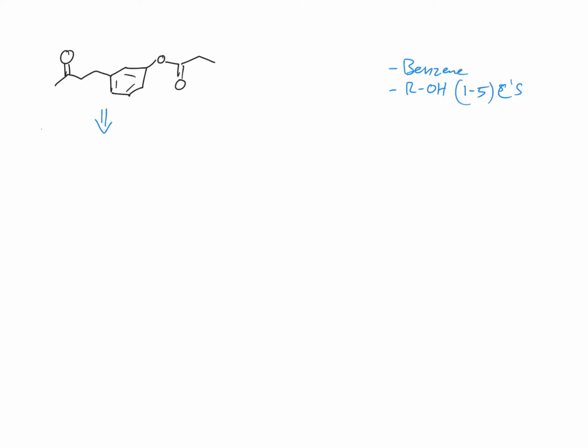And I'm going to go down for now. I'm going to use my retrosynthetic arrows. And I can make that ester via a Baeyer-Villiger reaction. And that is going to insert an O into the side of a ketone.